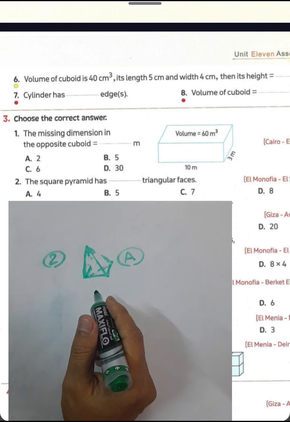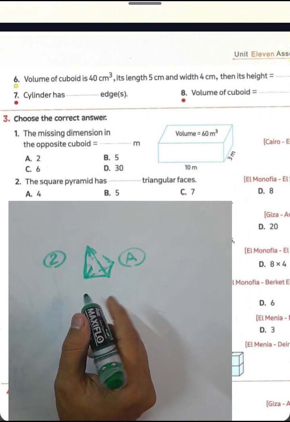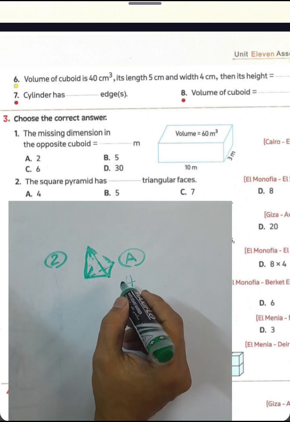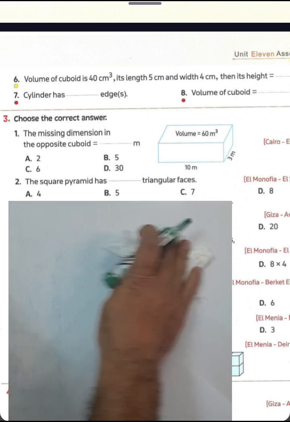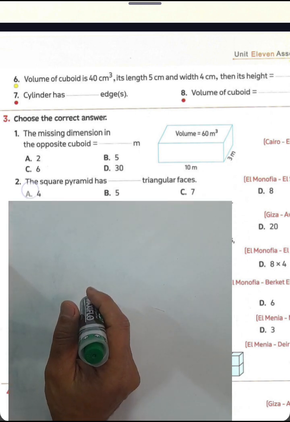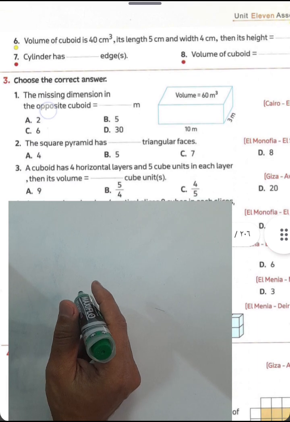Okay, my students, you must know a square pyramid has 4 triangular faces. Choose letter A. Question number 3.